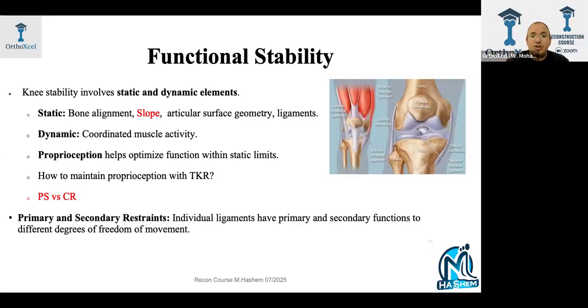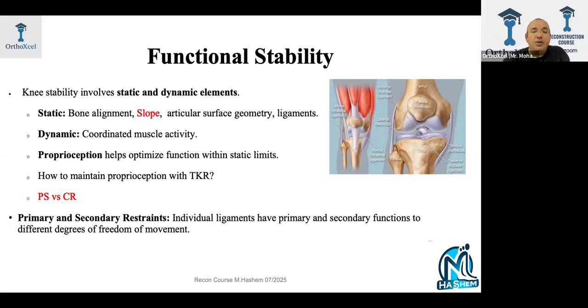If you lose this proprioception, you are in a bit of trouble, and that's why we advise for a CR knee rather than a PS knee, because one of the main proprioceptive sensors in your knee is the PCL. That's why we advise you always to keep the PCL. And even if you cut the ACL, we advise you to keep the footprint, because the footprint still has some proprioceptive sensation. And without the proprioception, your knee will be functionally unstable.